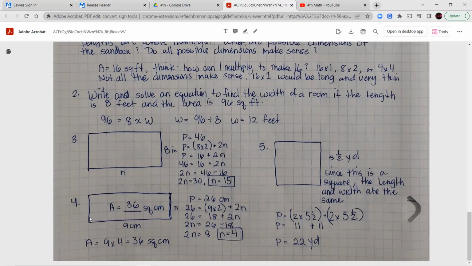So 2 times 5.5 over here is 11 plus another 11. So the perimeter of our shape here is going to be 22 yards. That's the distance all the way around. So 5, 10, 15, 20, and then 2 sides make a whole that's 21, and the other 2 sides make another whole that makes 22.